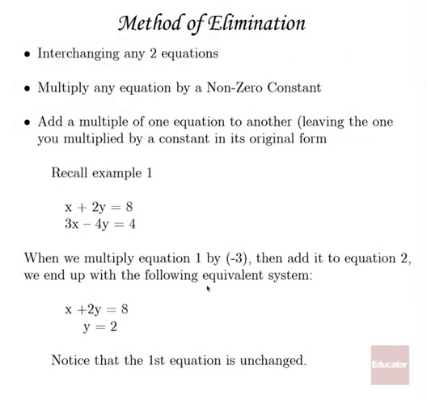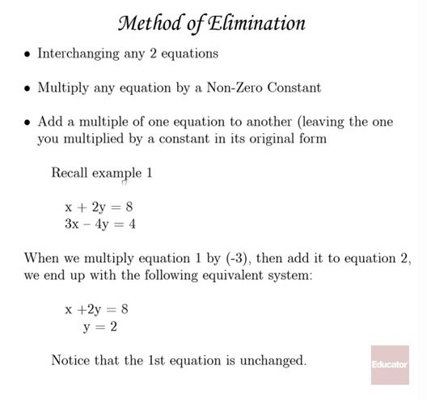The method of elimination. So let's recap. Using the method of elimination, we can do three things essentially. We can interchange any two equations, and interchange just means switch the order. So if I have a particular equation that has a coefficient of 1 in one of the variables, it's usually a good idea to put that one on top, but maybe you prefer it in a different location. It just means switching the order of the equations. Nothing strange happening there. Multiply any equation by a non-zero constant, which is really what we did most of the time here. Multiply by a -3, -2, 5, 7, whatever you need to do in order to make the elimination of the variables happen. And then third, add a multiple of one equation to another, leaving the one you multiplied by a constant in its original form.